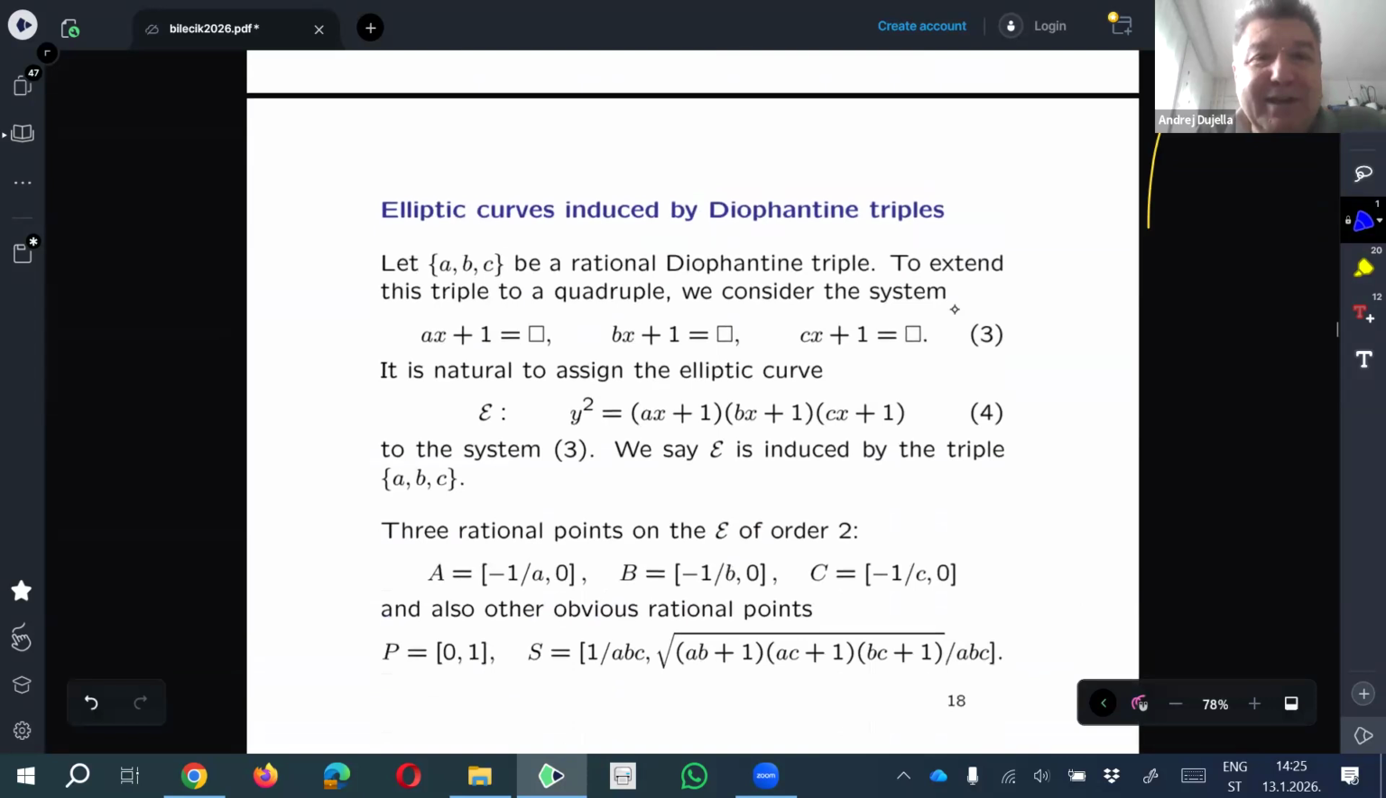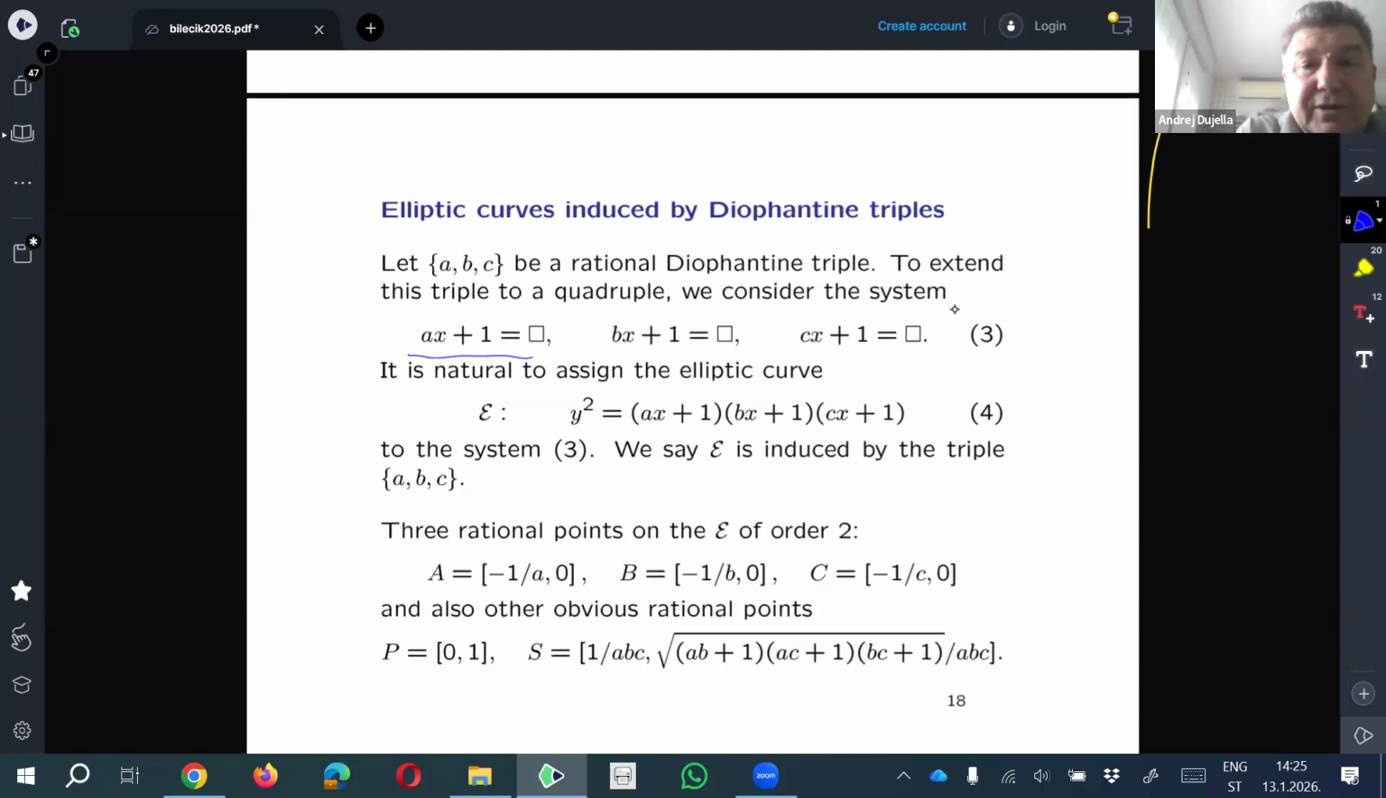Okay, so I said something about Diophantine tuples and something about elliptic curves. Now the main subject, a connection between these two notions. So how are they connected? If we start with a rational Diophantine triple, it is a natural question how to extend it to a quadruple. If we call this fourth number x, then we have these three conditions which should be satisfied.